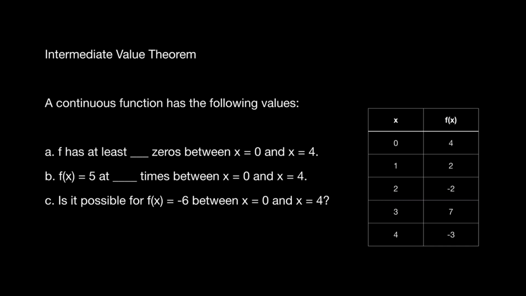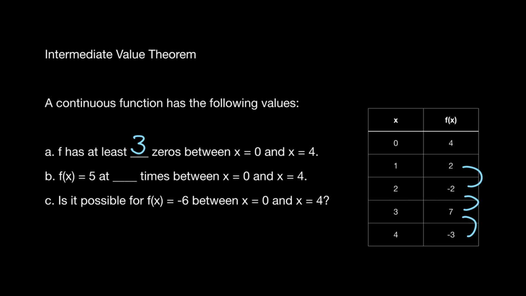We have a continuous function, and we know it has the following values described in my table. My first question says f has at least blank zeros between x equals 0 and x equals 4. So we are guaranteed to have a place where f of x equals 0 anytime we go from a y value that's positive to negative or negative to positive.